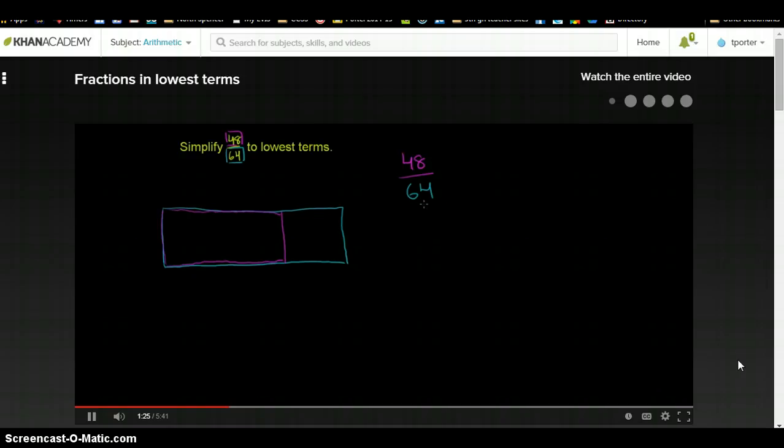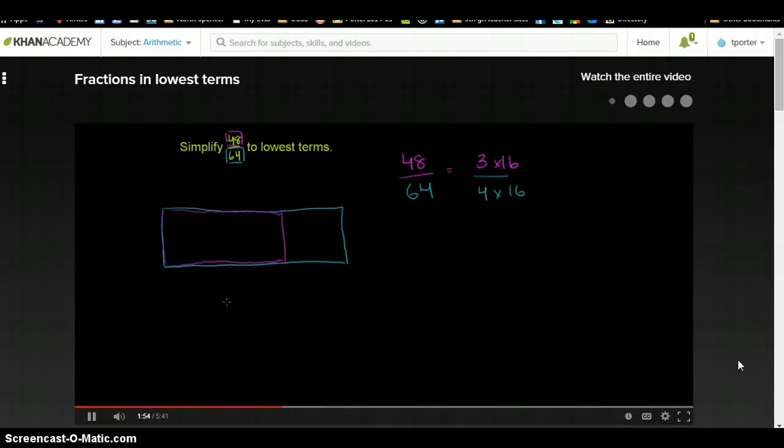Well, the largest number that I can think of that goes into 48, you could do it either by just thinking about it, or you could actually write out all of its factors. But if you were to write all the factors for 48 and all the factors for 64, the one that pops out at me as the largest that goes into both is 16. So you could say that 48 is 3 times 16, and 64 is 4 times 16.